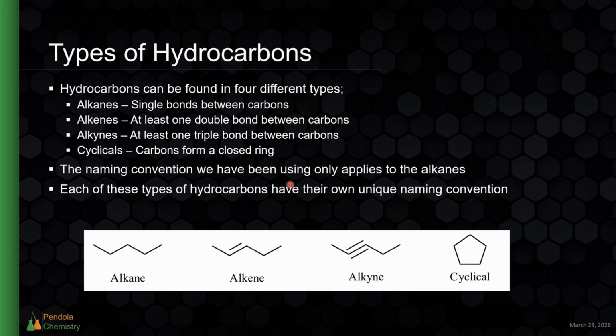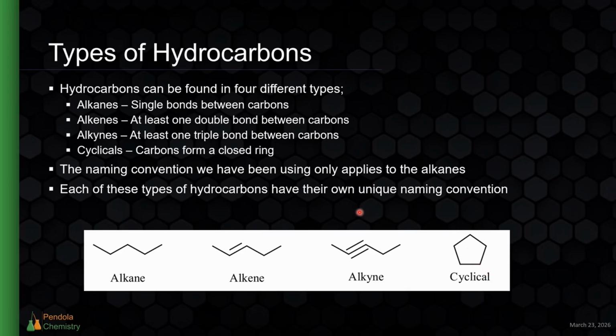The naming convention we have been using is going to apply to all of them. We saw it with alkanes, but it still applies with alkenes, alkynes, and cyclicals with slight variations. So now that we have the basis of everything, the numbering, the side groups, the side chains, the main body, let's look at how we would go about altering things if we had an alkene, an alkyne, a cyclical, or functional groups later on.